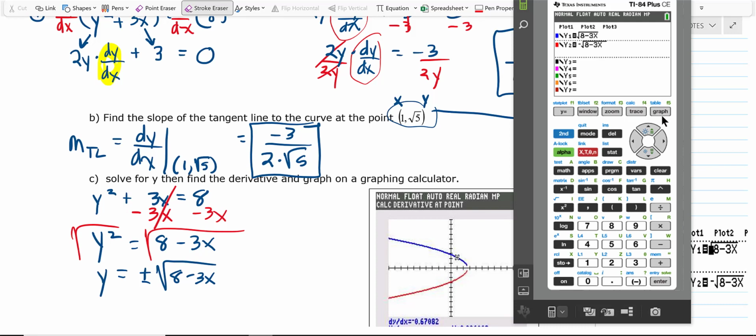Okay, and we'll just do this in a standard window and take a look at this. So zoom 6. And what's going to happen is you get this. Now, is that a function? No. Why is it not a function? The vertical line test fails, okay? So a lot of times when you're dealing with implicit differentiation, you're dealing with things that are not functions, okay?